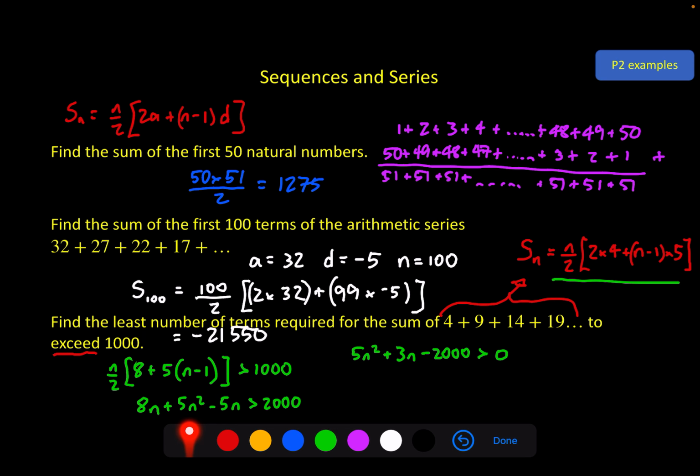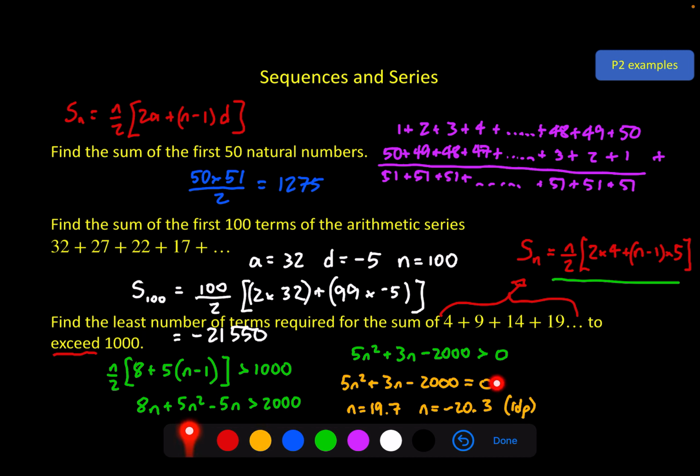And in an exam you should show your method, but seeing as we're not in an exam, I'm just going to quickly put that on my calculator. Got 5, 3, minus 2,000, 19.7, minus 20.3. So what I've done is I've solved this equation. And for this equation, n is 19.7 or minus 20.3, both rounded to one decimal place.